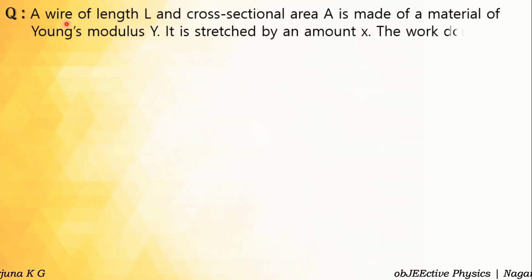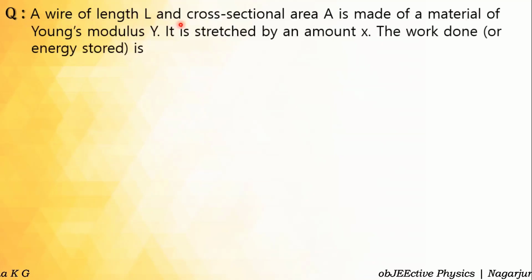First question: a wire of length L and cross-sectional area A is made of a material of Young's modulus Y. It is stretched by an amount x. The work done or energy stored is.